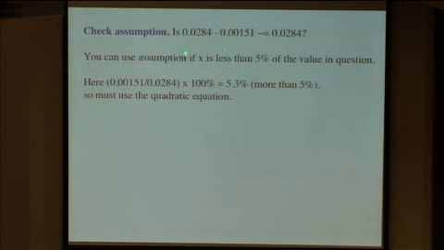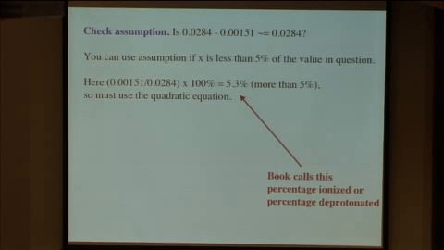So is 0.0284 minus 0.00151 really the same as 0.0284? We let you make the assumption that it is if the x is less than 5% of the value. In this case, it's actually not. It's 5.3%, so that violates our rule. It's more than 5%, so then you have to use the quadratic equation to solve the problem.